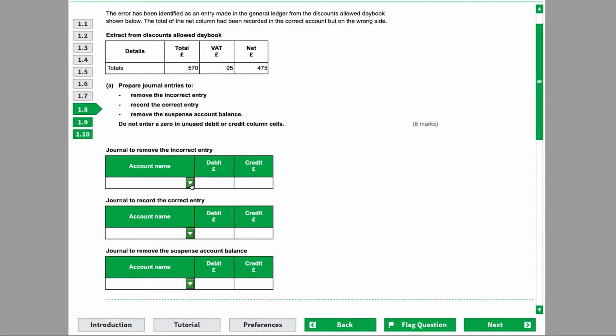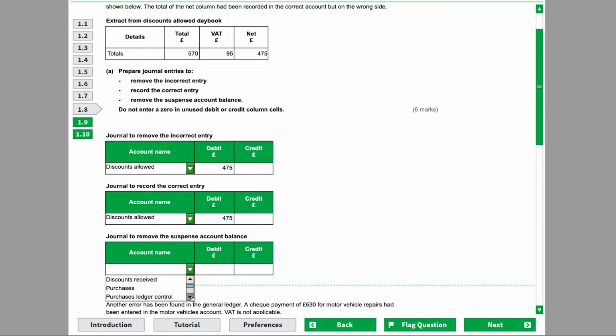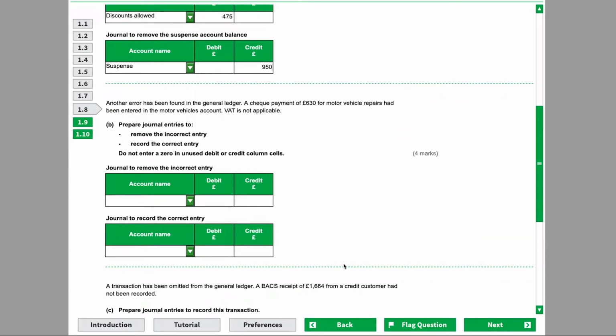So we have discounts allowed, debit, and then to remove the suspense account, we'd select the suspense and credit. So that covers part A. We'll now move on to part B.